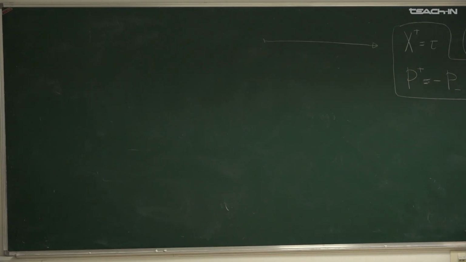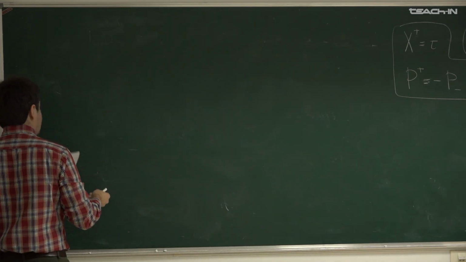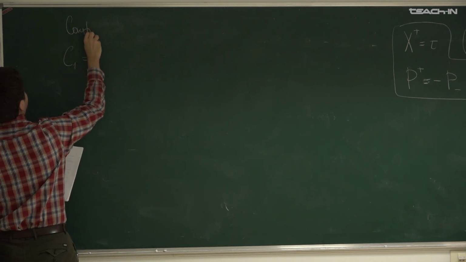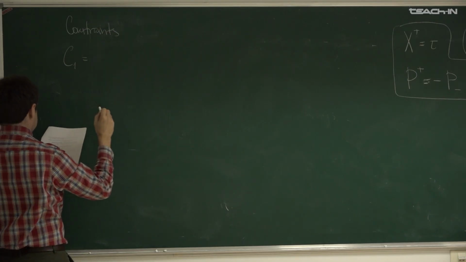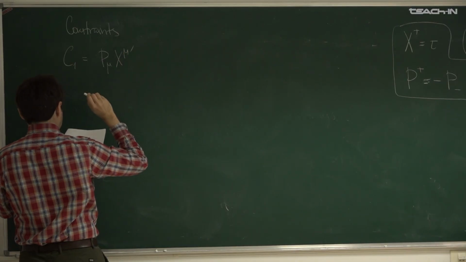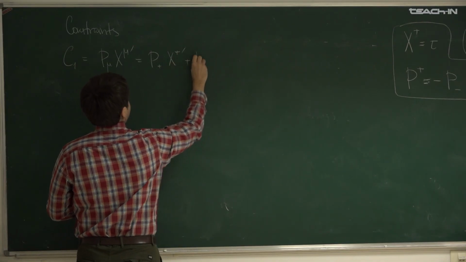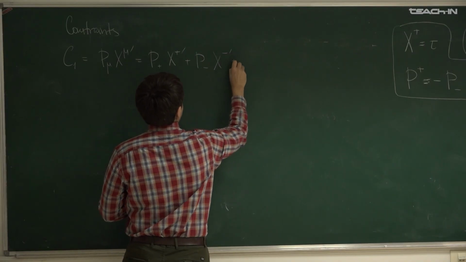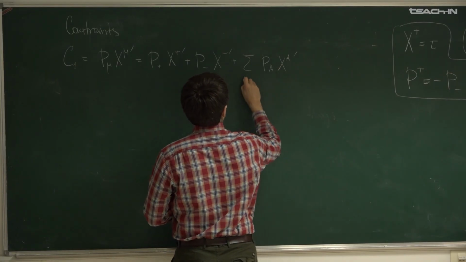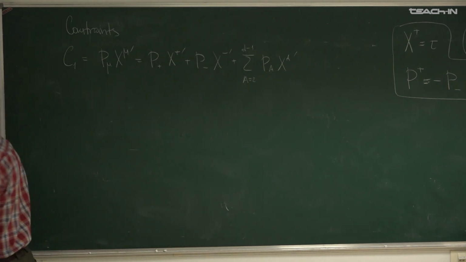So the point of this gauge is that the constraints can be solved explicitly. Let's recall the constraints. We had constraint C1, which was p mu x mu prime. So this is p plus x plus prime plus p minus x minus prime plus pa xa prime equals 0.